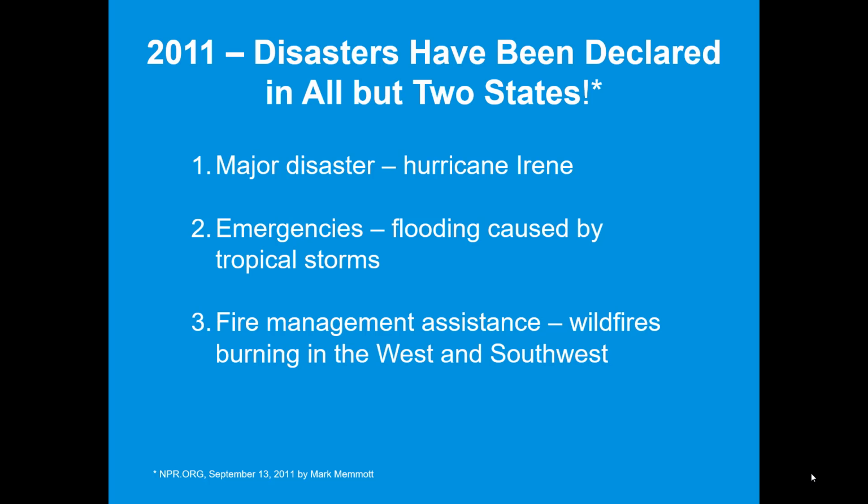For the year 2011, FEMA has declared disasters in all but 2 states. Michigan and South Carolina are the only 2 states that have escaped one of the 3 designations of disasters. Major disasters such as Hurricane Irene, emergencies such as the flooding caused by Tropical Storm Lee, or fire management assistance such as the wildfires burning in Texas.